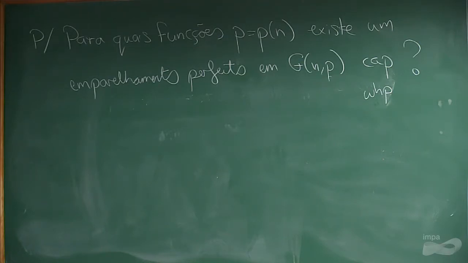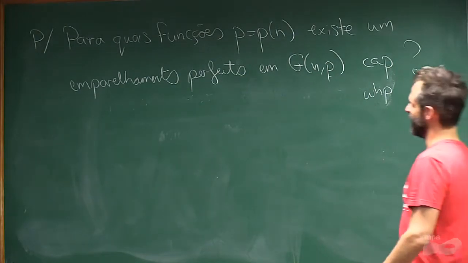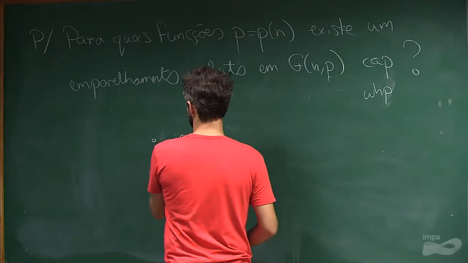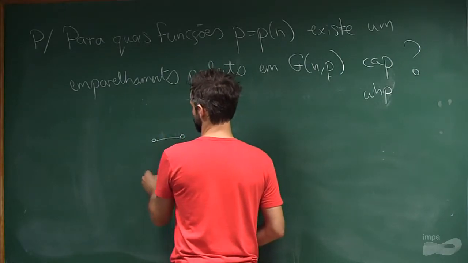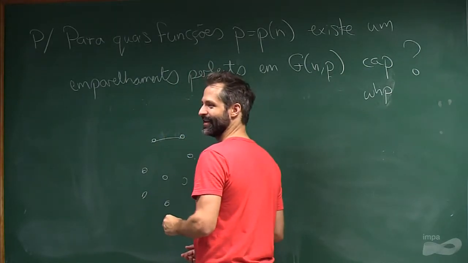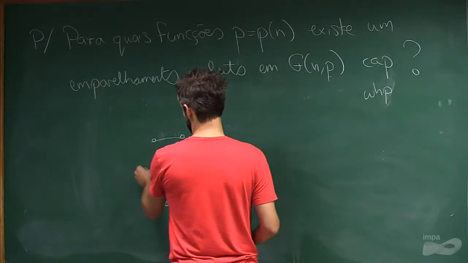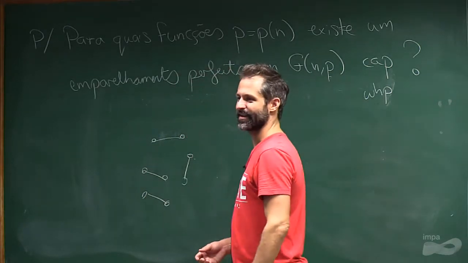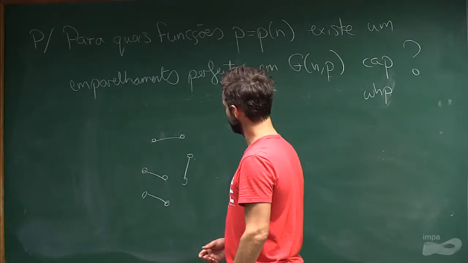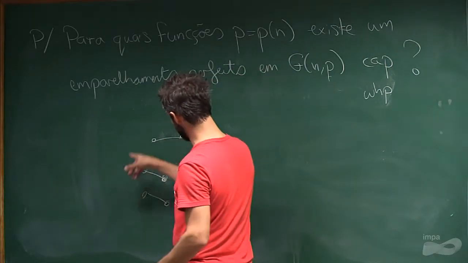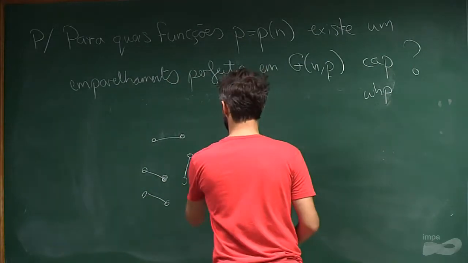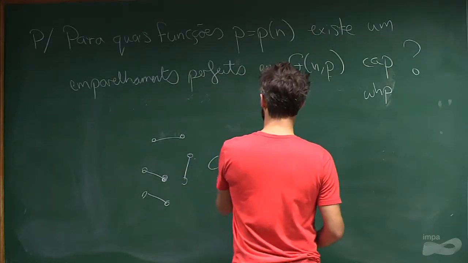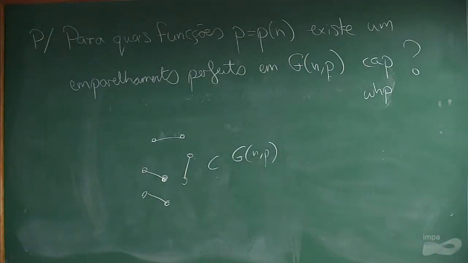If it only has two points connected, it doesn't have a perfect matching. Sorry, if what? So if there's only a single edge. What I mean is you have to find something like this inside G(n,p). Yeah, every single vertex must have degree 1. So a subgraph of G(n,p) in which every vertex has degree exactly 1.